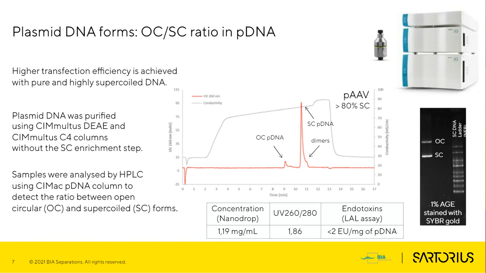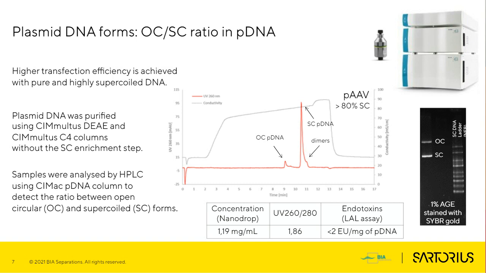First, if your DNA contains endotoxins and is not pure, it can actually reduce the efficiency of your transfection by intoxicating cells. And supercoiled DNA is known to be more resistant to endonucleases and exonucleases present in cells, and thus it is more likely to reach the nucleus and allow you to produce the desired AAV.